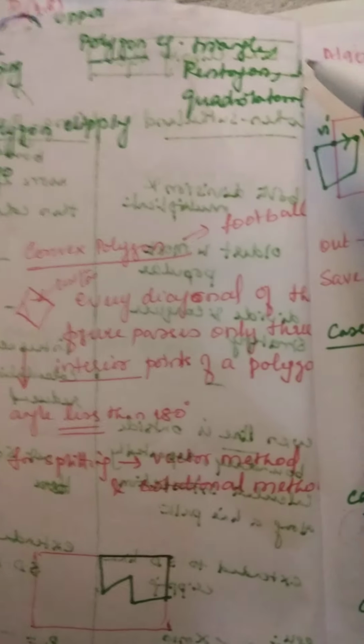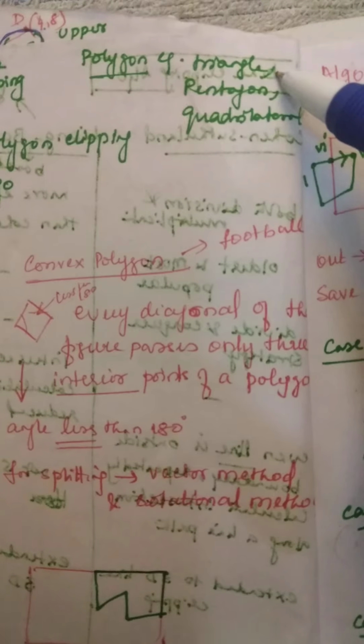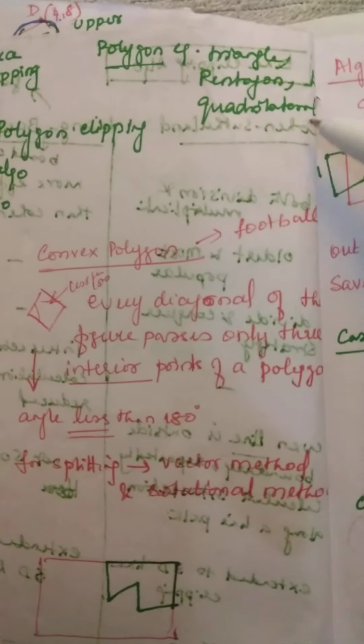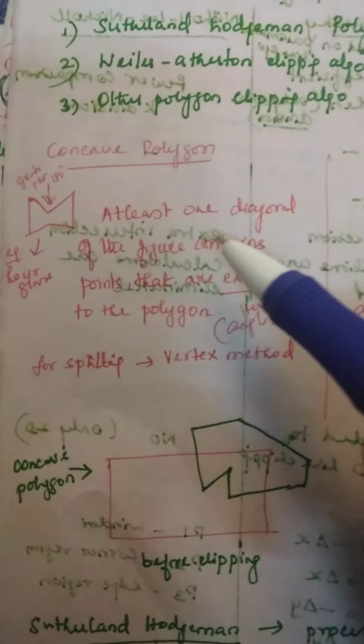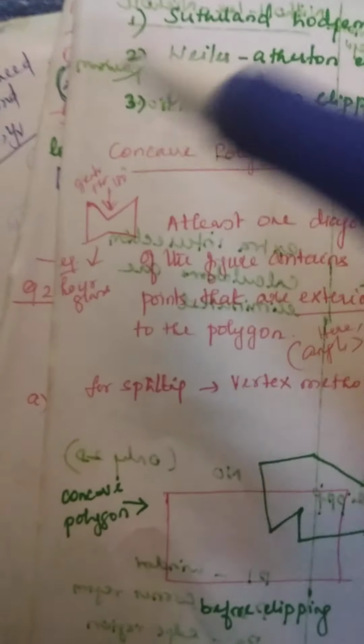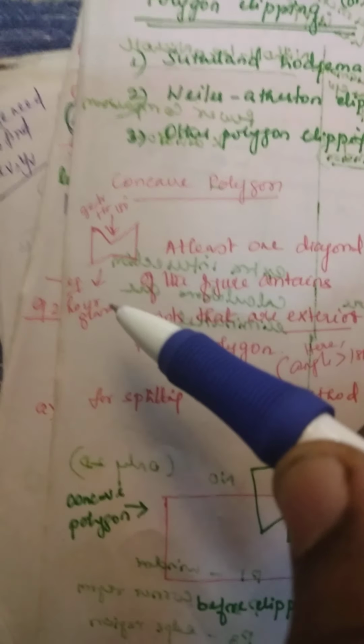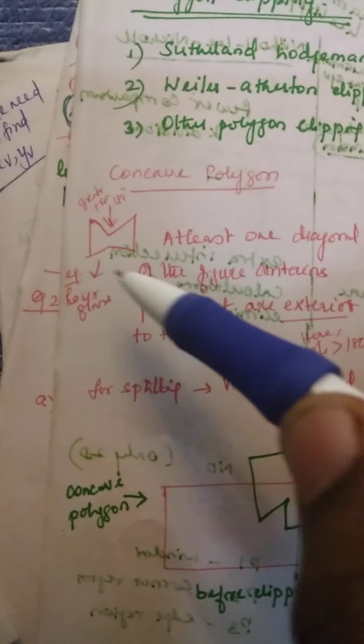First we need to know what is a polygon. A polygon can be a triangle, or a pentagon or quadrilateral, etc. It can be of any shape. There are two types of polygons: one is concave and one is convex. Concave polygons will be in this shape. For example, imagine the hourglass image.